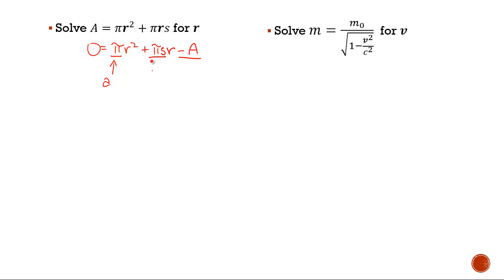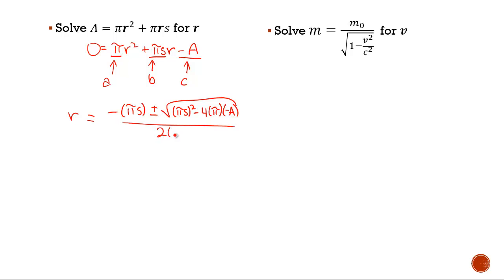So that's a, that's our b, that's our c, and we can use our quadratic formula to find the answers for r. So we've got negative b, which is pi s, plus or minus the square root of b squared minus 4ac, over 2a. Now we need to simplify this as much as possible.